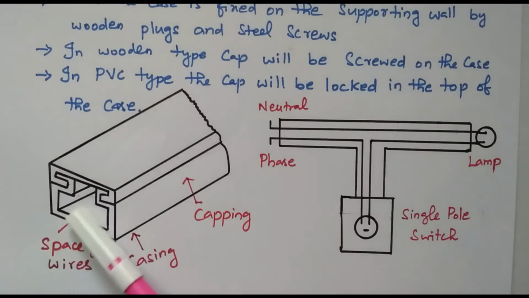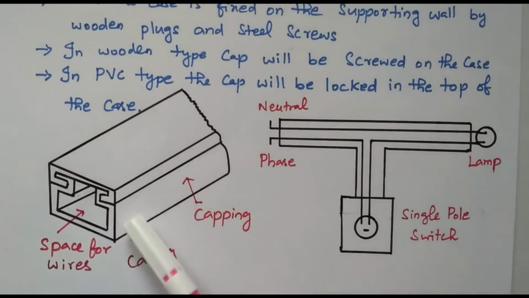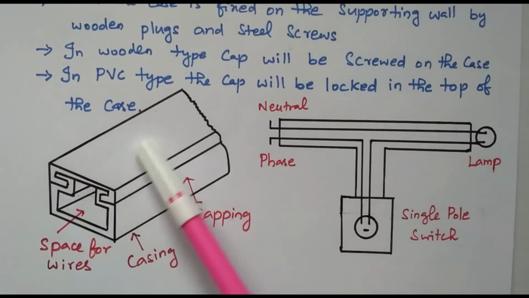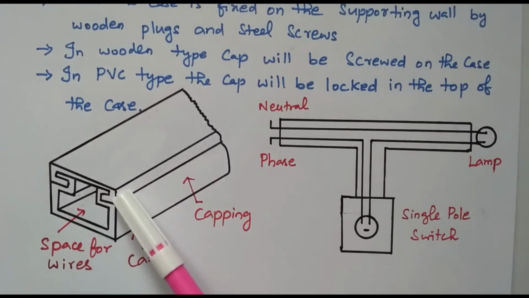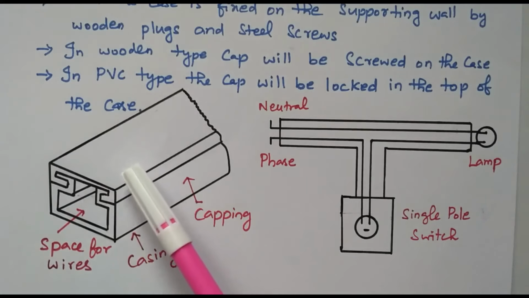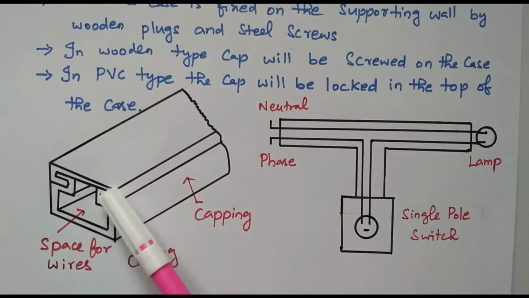The wires are run through this space available. First this casing is fixed in the wall. Then the wire is run, over which the capping will be placed. So it's temporary. This one can be easily removed and easily fixed. There is no screw available, only the gap is there. So only the casing is fixed on the wall. This capping can be easily removed without any screw.